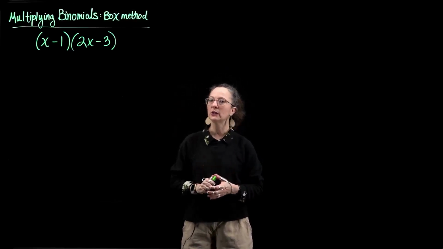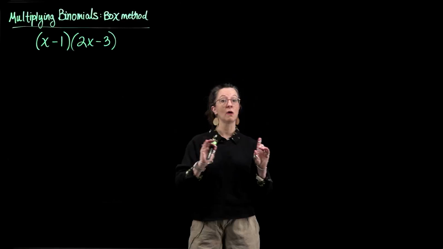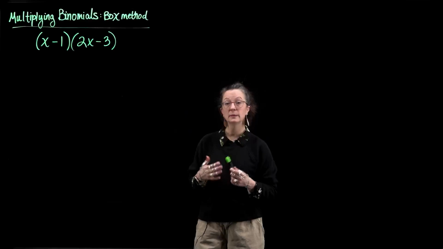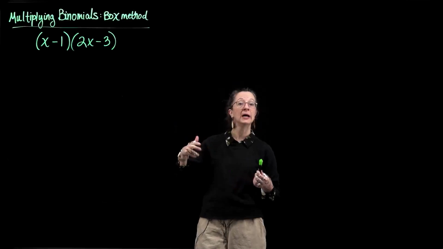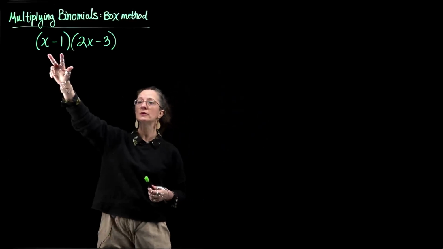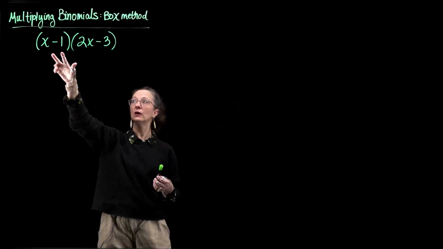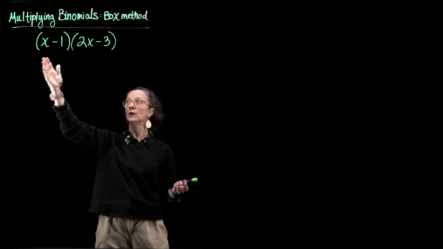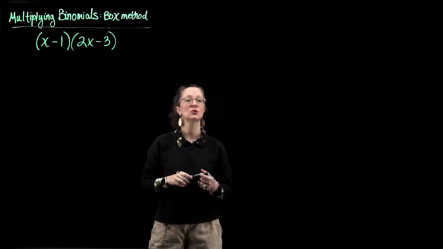However, there's a lot of really good things about the box method, and one of them is that you can use it for more than binomials. We'll talk about that at the end. So let's run through some examples and talk about how this works. If I want to multiply binomials, remember bi means two, we have two terms getting multiplied by two terms. And these are two things that are not like terms, so they can't be combined. So I have x minus 1 times 2x minus 3.